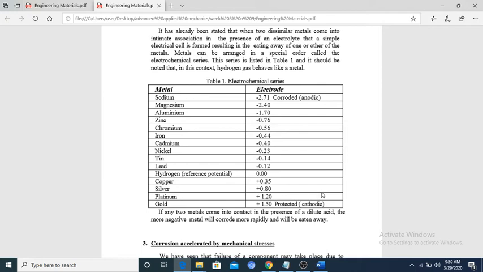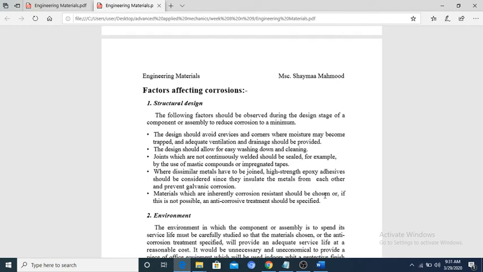Copper is also good. Alright. So corrosion is rated by mechanical stress, and then we have corrosion fatigue, corrosion impairment. So factors affecting corrosion: the structure of the design. When you want to design something, make sure that your design is not impacted toward the design.